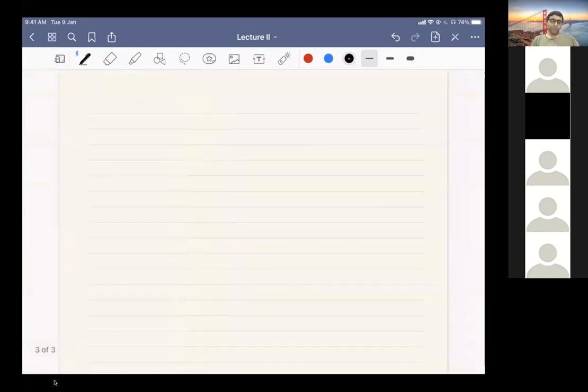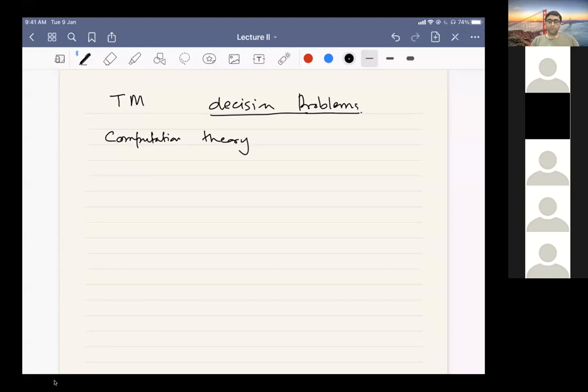Right? So most of the time when we talk about Turing machines, we are only concerned with decision problems. Whenever we talk about Turing machines, we talk about decision problems, and not just Turing machines, whenever we talk about computation theory in general, we talk about decision problems. We do not talk about optimization problems most of the time. So unless it is explicitly specified that a certain problem is an optimization problem, if it just says problem, then we should assume that this is a decision problem. And this is for a very good reason, actually.